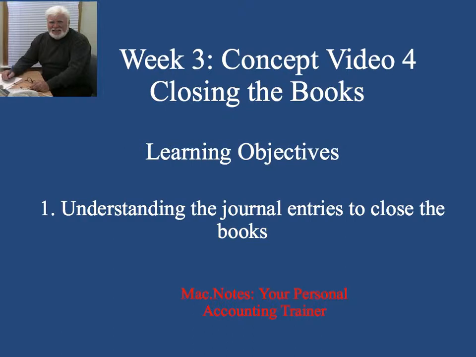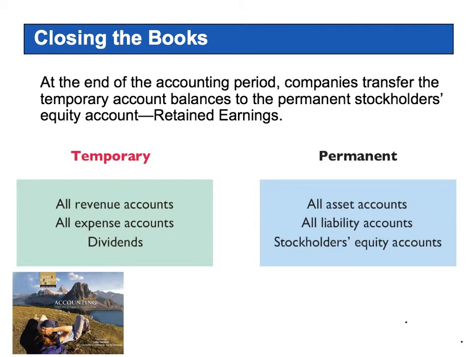Now the final step is to close the books, and this video concerns ourselves with the journal entries necessary to do that. Now that we have used the worksheet to summarize all the data in our ledger and have prepared in good form the income statement, the statement of retained earnings, and the balance sheet, the next step is to close the books. Why? Because at the end of the accounting period, we have to transfer all the temporary account balances that we have to the permanent stockholder equity account, retained earnings.